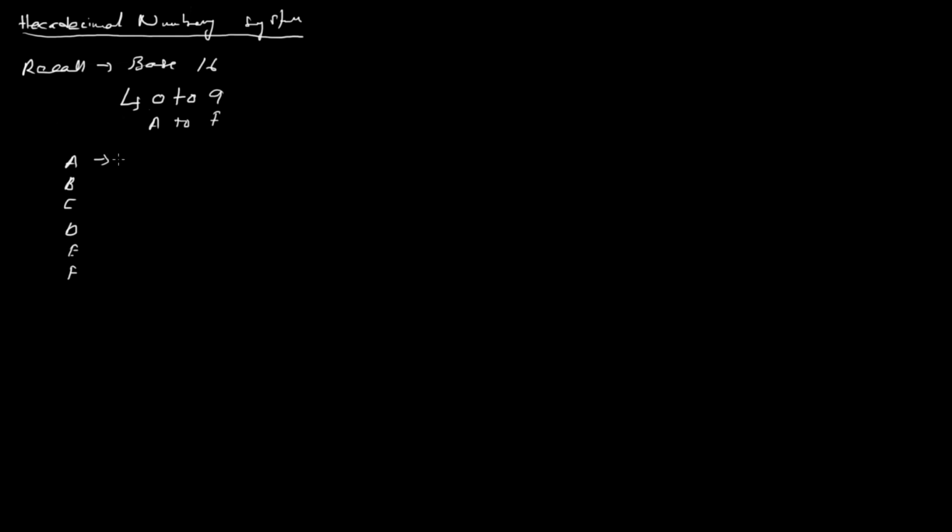This means 10, 11, 12, 13, 14, 15. So these are the decimal numbers. In hexadecimal, we will use alphabets to represent these decimal numbers. So that is a basic point that you have to take note of.